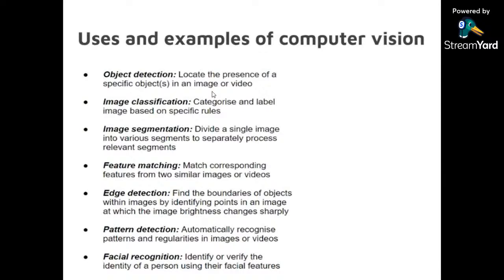Okay, in the edge detection part, the aim is to find the boundary of any object in an image. It is done by identifying points. Okay, we use the MediaPipe library while plotting all those points in an image, and the image brightness will change sharply through the edge detection part.